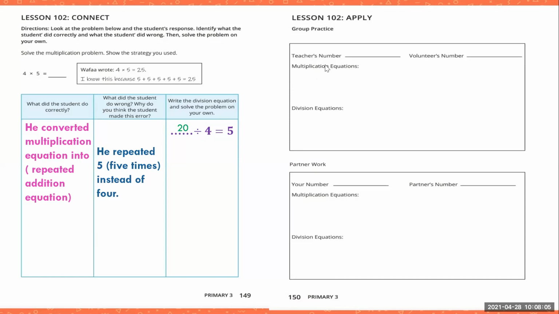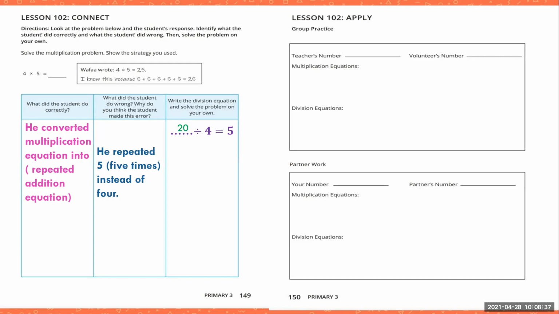Excellent, my dear. She can solve it by repeated addition. Never mind. She can add 5 four times: 5 plus 5 plus 5 plus 5. Or 4 five times: 4 plus 4 plus 4 plus 4 plus 4.